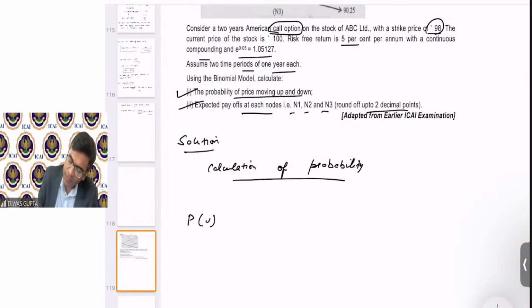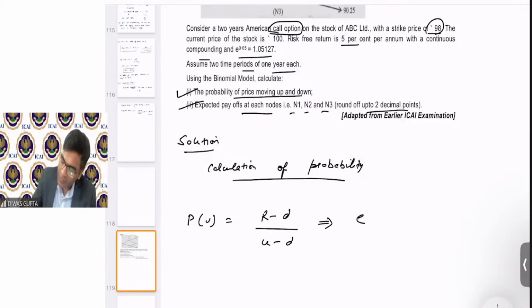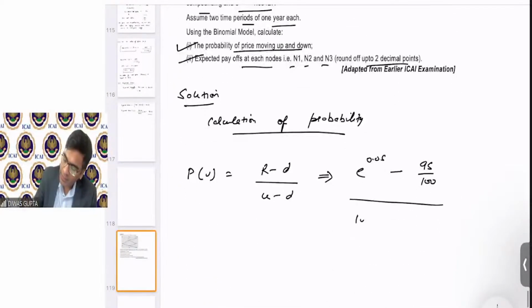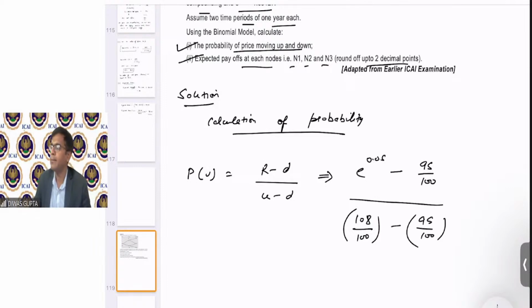So PU, which is the probability of prices moving up, is actually given by R minus D divided by U minus D, correct? Which we know that e raised to the power 0.05 minus what is the downward price? 95 divided by 100, correct? What is the upward price? 108 divided by 100 minus 95 divided by 100.